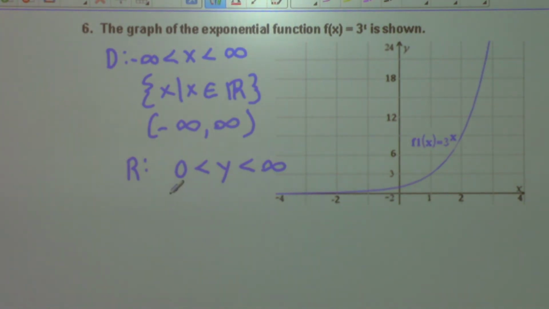And then in set notation, y such that y is greater than 0. And then what goes here for interval notation? Parentheses, 0, comma, infinity. Okay, Atlee, thank you, Atlee.